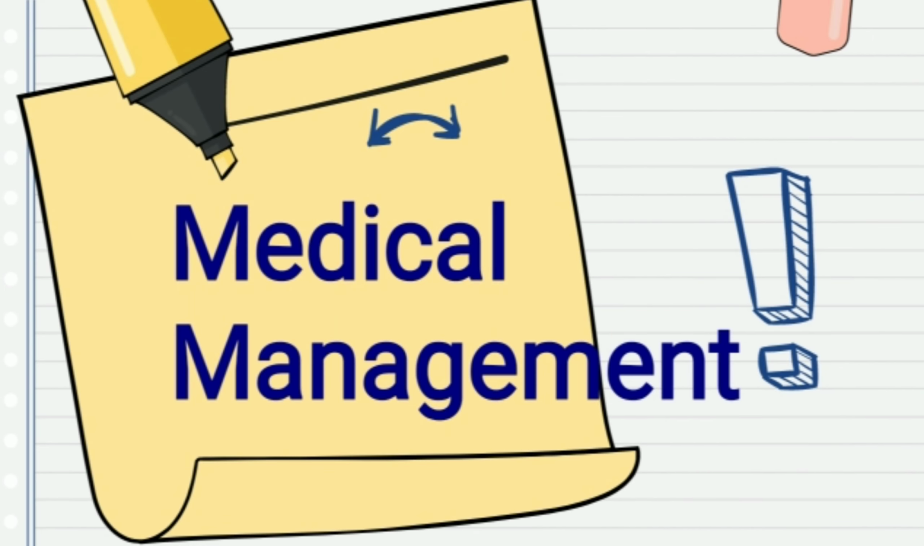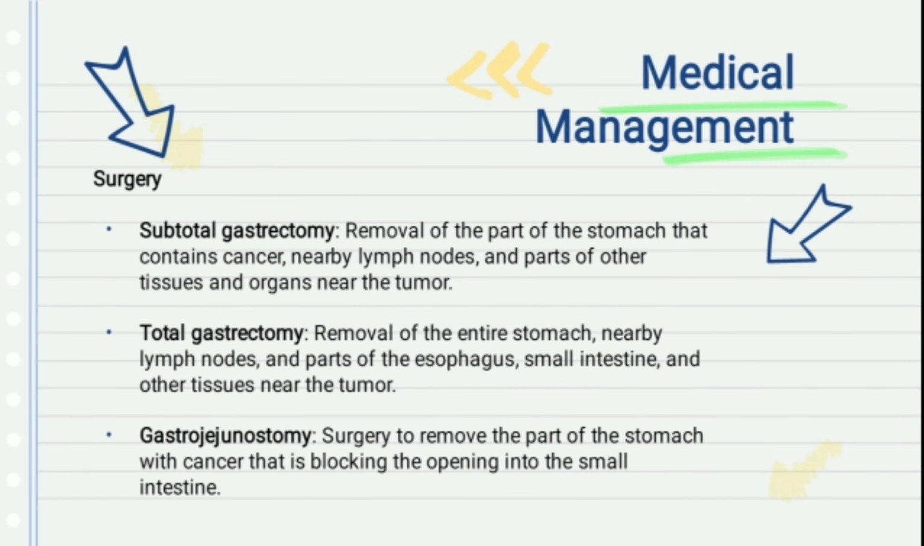What are the medical managements for gastric cancer? So there are different types of treatment for patients with gastric cancer. Surgery is the common treatment of all stages of gastric cancer. So the following types of surgery may be used. First is a subtotal gastrectomy, meaning the removal of the part of the stomach that contains cancer, nearby lymph nodes, and parts of other tissues and organs near the tumor.